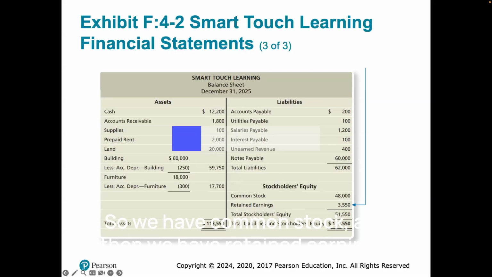So we have common stock, and then we have retained earnings. And this gives us our total stockholders' equity, and our total liabilities and stockholders' equity should equal our assets. So we go back to the accounting equation: assets equals liabilities plus stockholders' equity. If you want to make sure that your balance sheet is correct, you have to make sure that this equation is in check. It's balanced. Assets has to equal liabilities plus stockholders' equity.